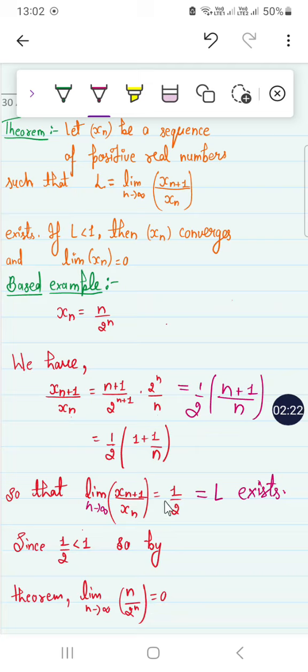Always we have to firstly find out what L is. How to find it? After taking the limit of x(n+1) upon xn, firstly we have to find out for all the sequence limit tests. This is the ratio test which we can apply. If L is less than 1, then by the theorem, this sequence converges, and the limit of this sequence is equal to 0. Always it is equal to 0, nothing else.